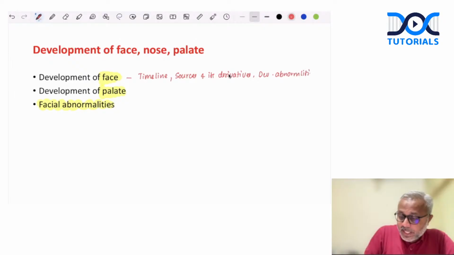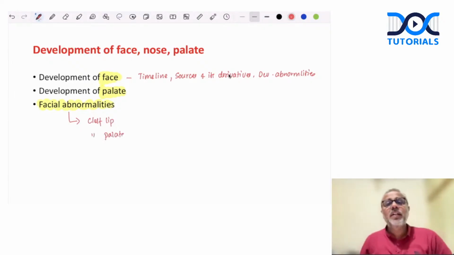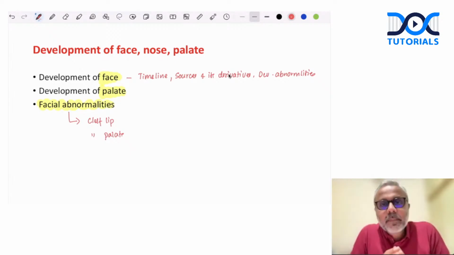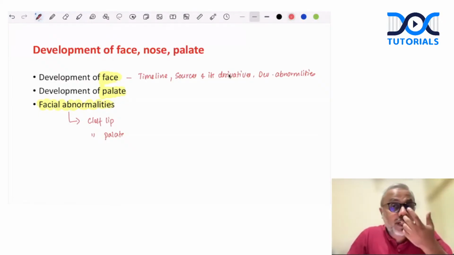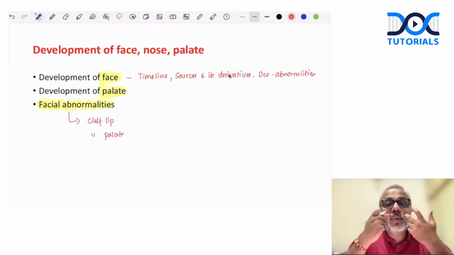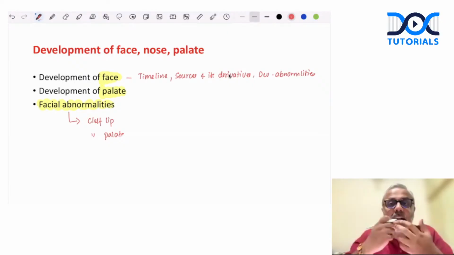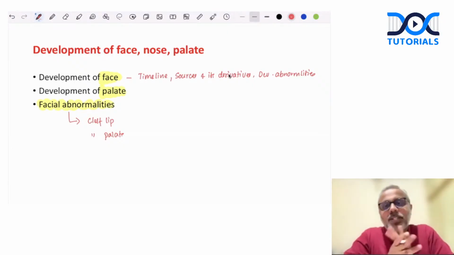Developmental abnormalities in terms of cleft lip, and then cleft palate. What do we mean by cleft lip? What do we mean by cleft palate? What is the embryological basis behind cleft lip and cleft palate? What are the types? For example, what is median cleft lip? What is unilateral, what is bilateral cleft lip? What is the embryological abnormality behind these? This is what we must know.